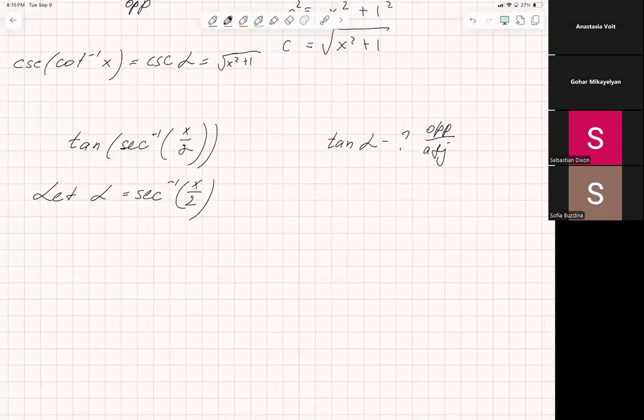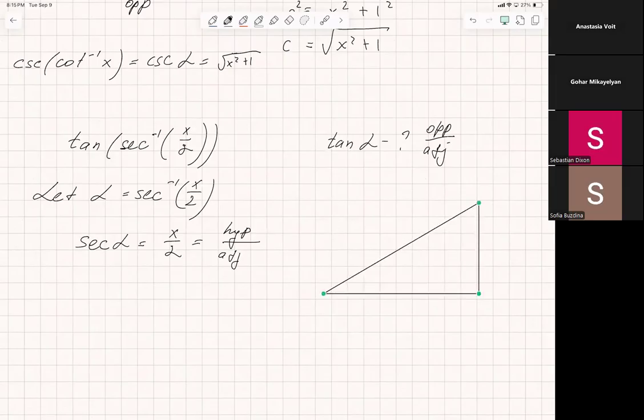Now, if I want to convert it back to the normal form, I would have secant alpha equals x over 2. And we know that secant is hypotenuse over the adjacent side. So again, if I draw a triangle and mark my alpha, or theta if you want to use theta, it doesn't really matter. Hypotenuse, in this case, is the longest side. That's my x. And then the adjacent side, the one that is touching my alpha, is my 2. So I put it here.